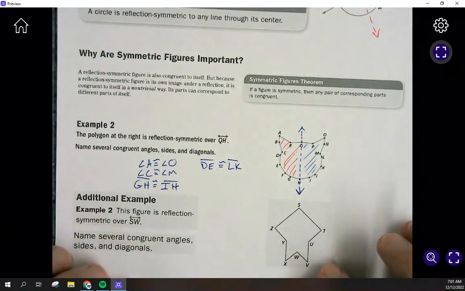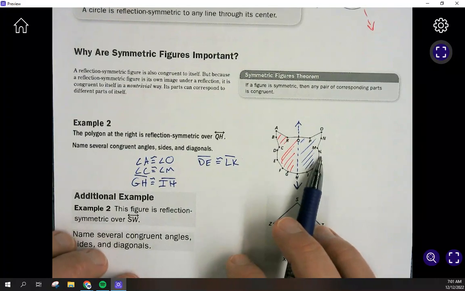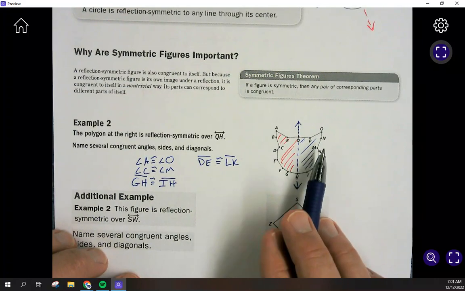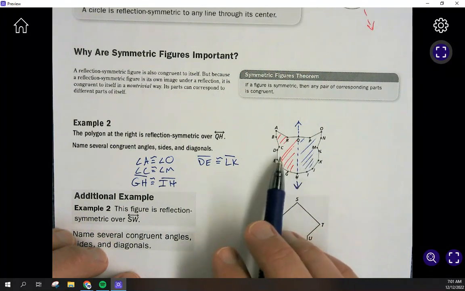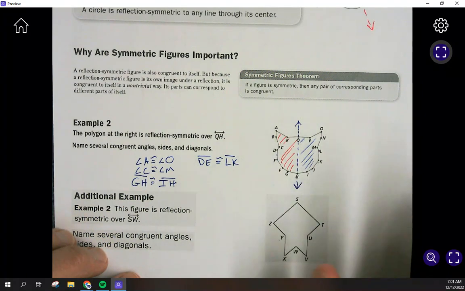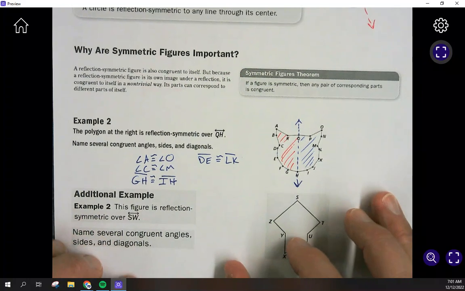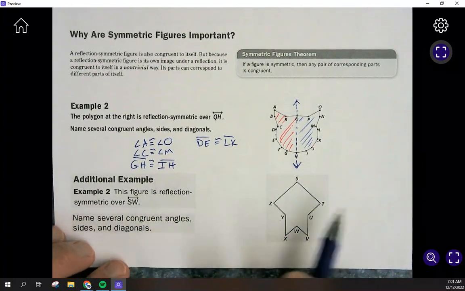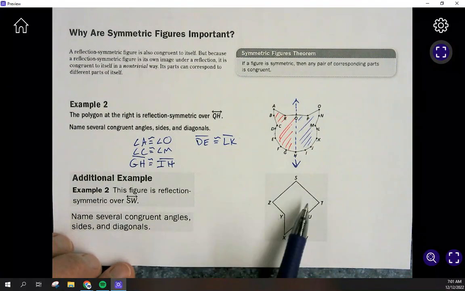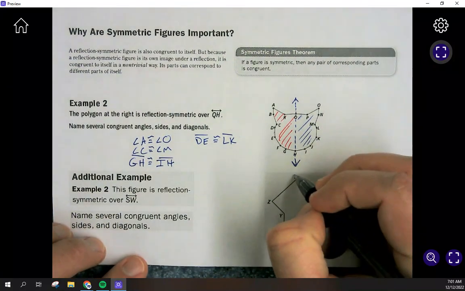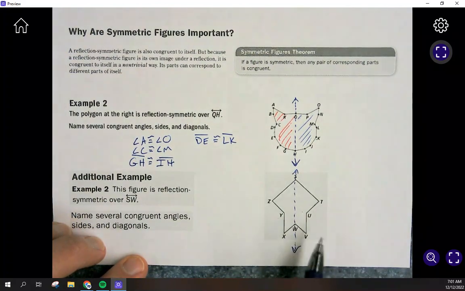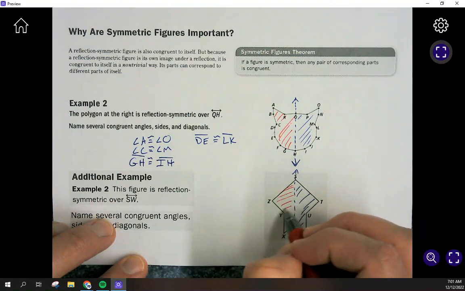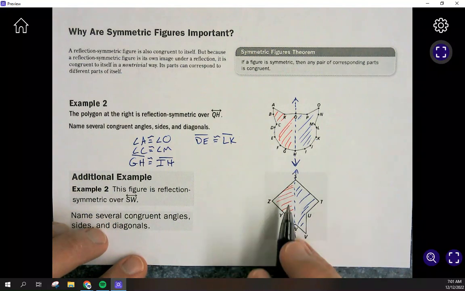And so when I have these symmetric shapes, if I'm given an angle or a side length over here, I am allowed to assume, if I know that it's reflection symmetric over that line, that I have corresponding parts here that are congruent on the other side. So that's what makes these special. Okay, so another example, same idea. This figure at the right is symmetric over SW. So if I draw this line, one side of the shape is a reflection or an image of the other side of the shape over that line.